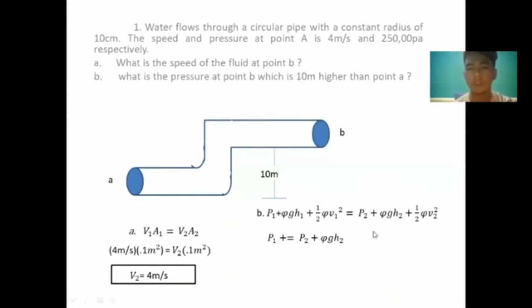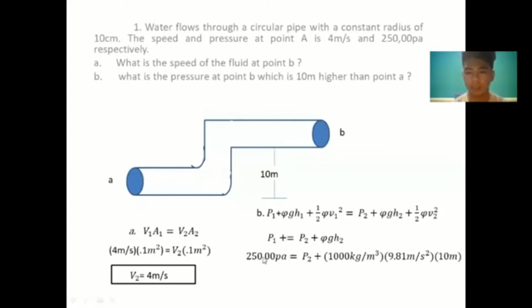So in this simplified form, we can now plug in the given values into the formula. So pressure 1 is 150,000 pascals and equals pressure 2, which is the missing one that we need to solve. And the density of the water, we know the density of water is 1000 kilograms per meter cubed. And the gravity of the earth is 9.81 meters per second squared. And this height is 10 meters from the ground to point B.